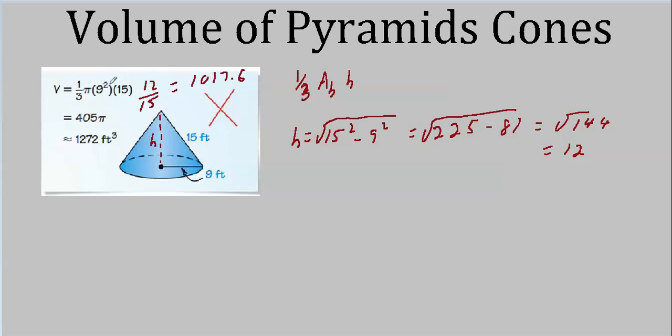Or, if you wanted to do it the other way, you would write out, that's supposed to be a 3, there we go, 1/3 times pi times 9 squared times 12. That would be the correct formula, or the correct numbers to put into the formula. And if you did this, you should still get 1017.6, roughly.